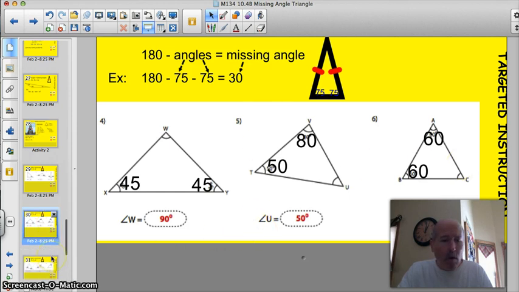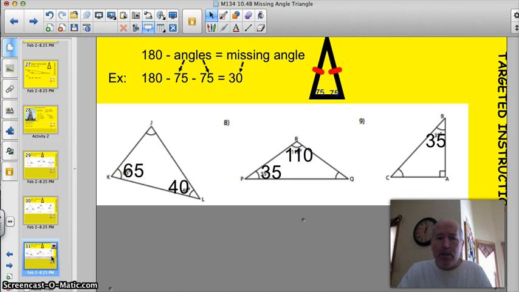All right, one more set of 3 for you to try before your ticket to the show. Go ahead and do these 3. Go ahead and pause it.